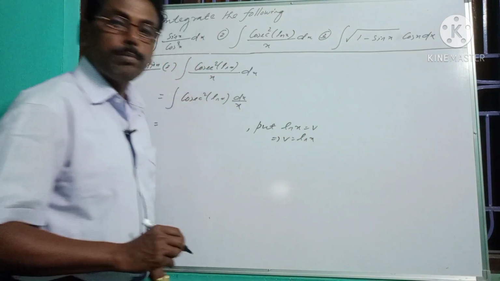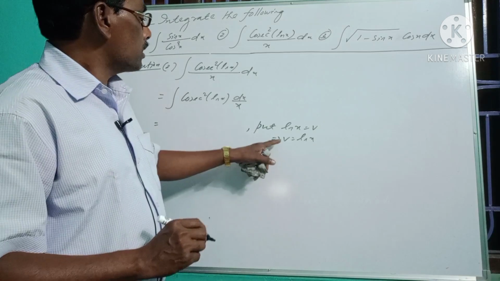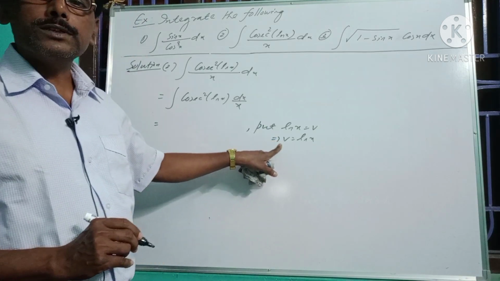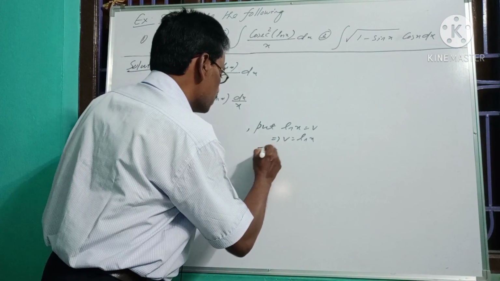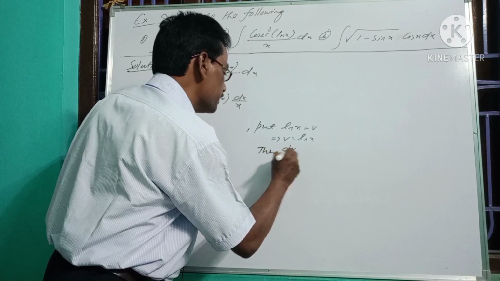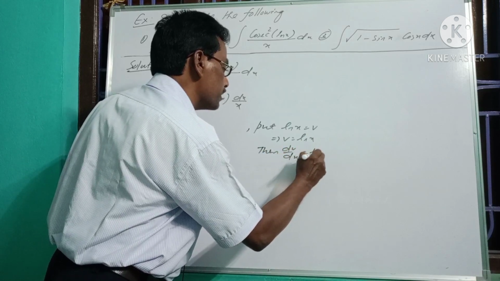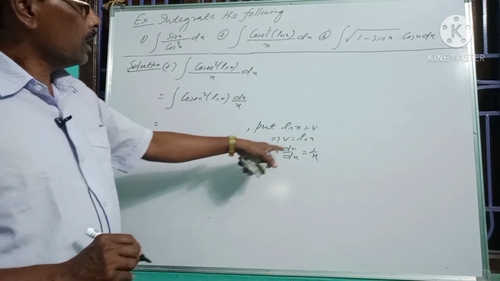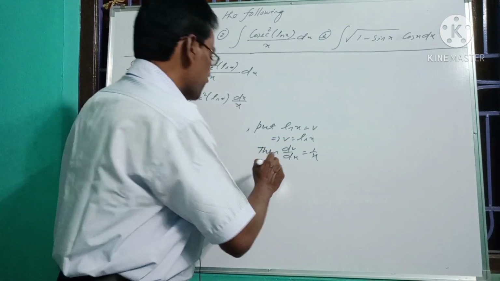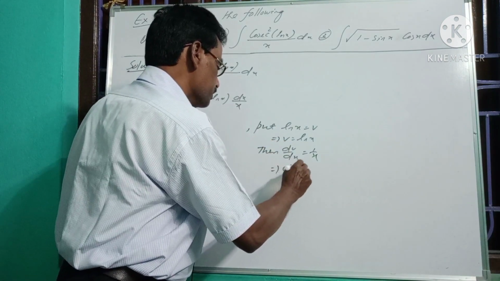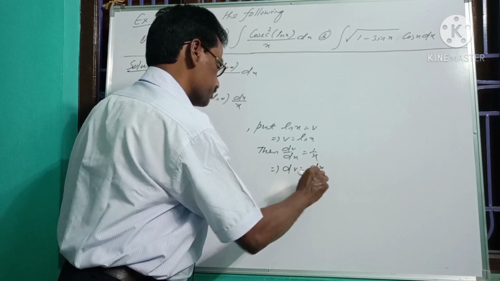So v is a function of x. Now let us differentiate v with respect to x. Differentiating v with respect to x, it will give us dv by dx is equal to 1 by x. Now after differentiation, again simplifying, we have dv is equal to dx by x.